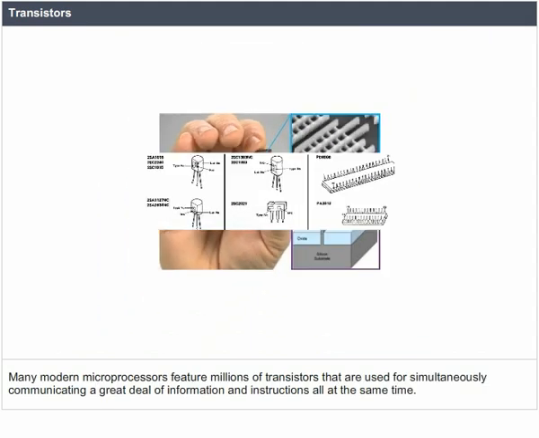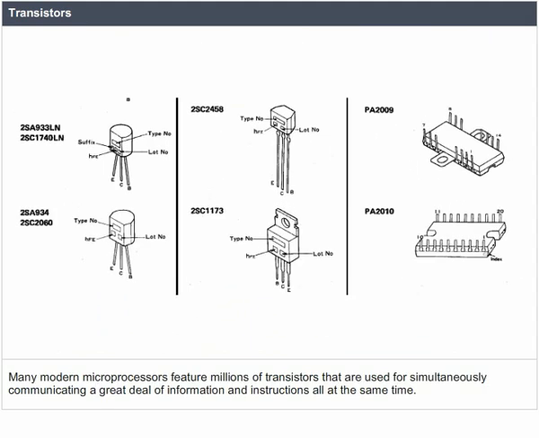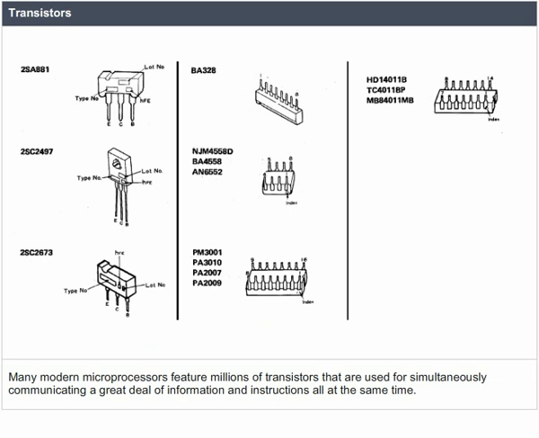Many modern microprocessors feature millions of transistors that are used for simultaneously communicating a great deal of information and instructions all at the same time.